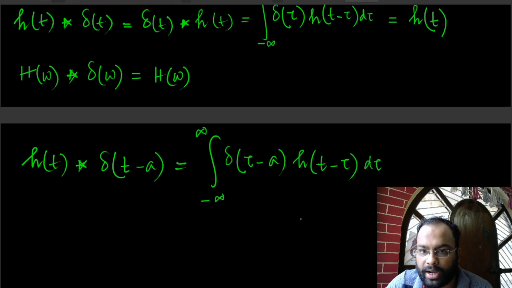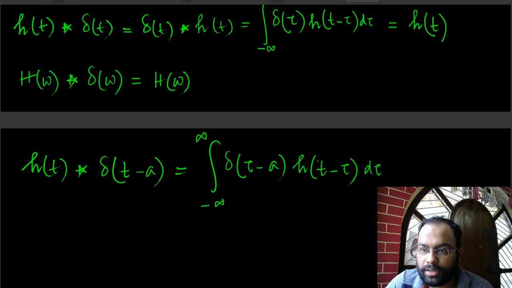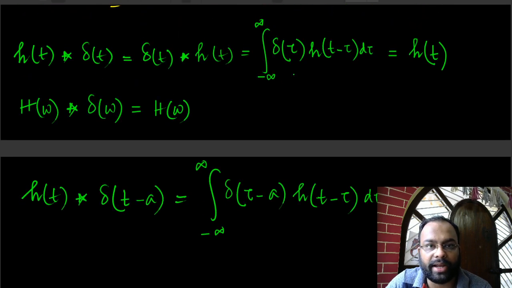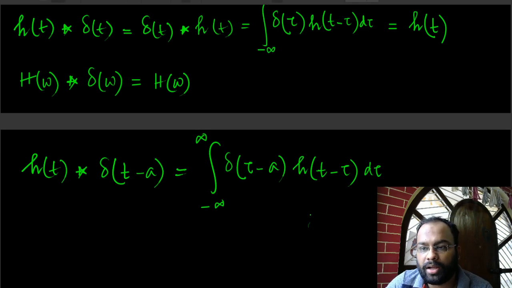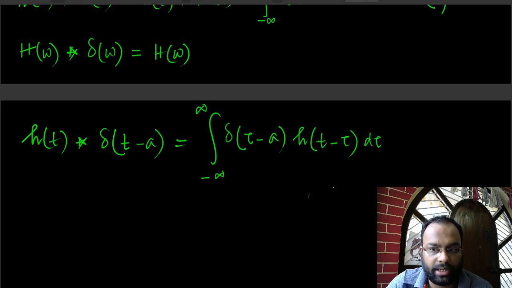Absolutely, you are right. Just like the previous one, I had delta tau here, of course, because I had dt here. Similarly, I have delta tau minus a here, because I have delta t minus a here. But what about this one? I had ht here, so I had to write ht minus tau. That's by definition of the convolution, right?